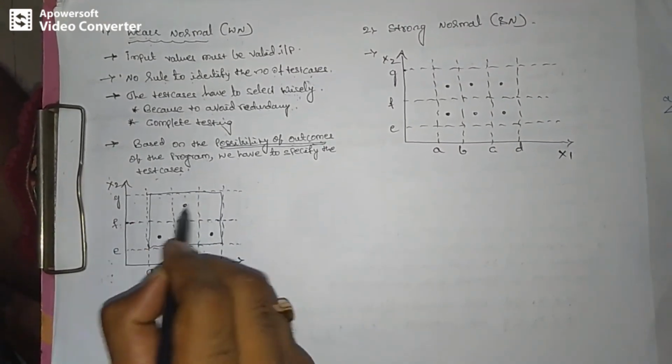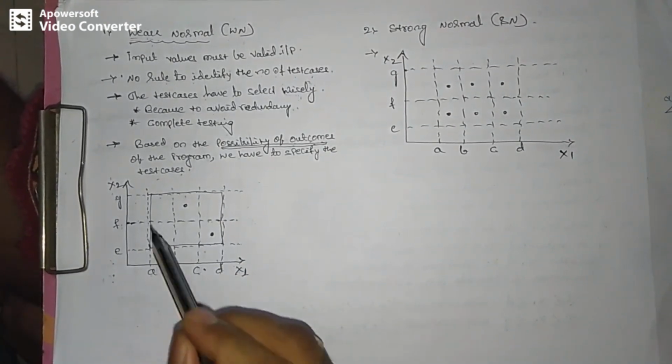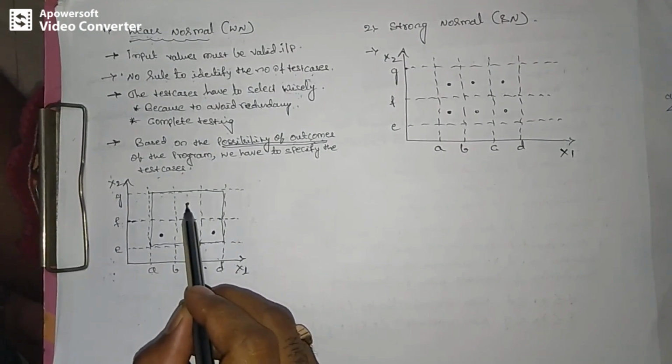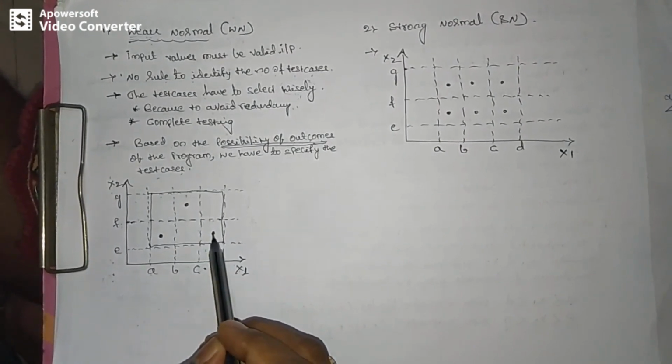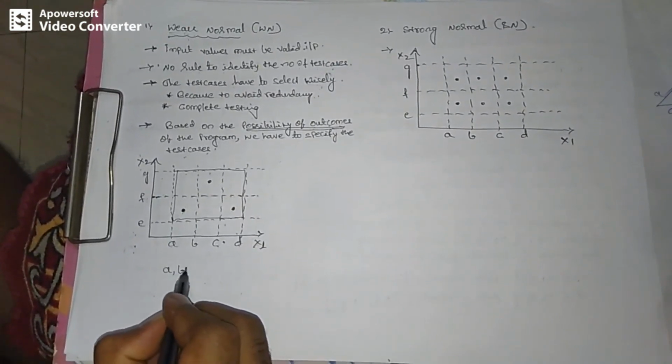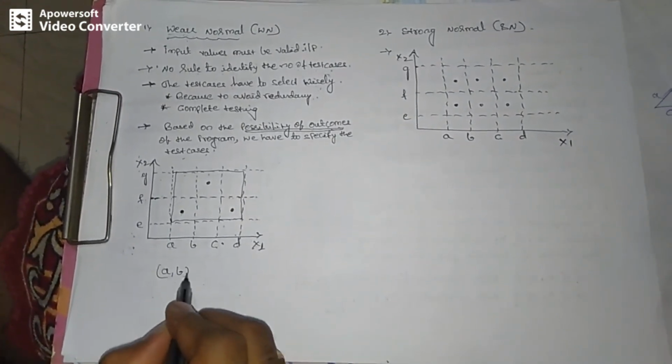Now I have selected some partitions from this input domain range. This is one partition which I have selected, and this is another, and this is another. Now you can see this partition: that partition interval is a to b, which is x1, and x2 is e to f. This is the partition which I have selected.